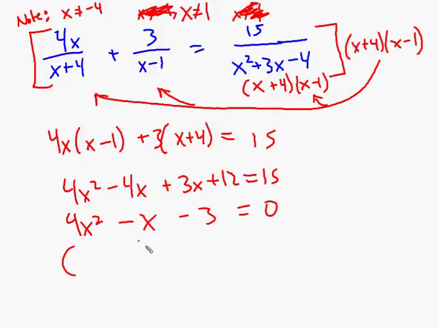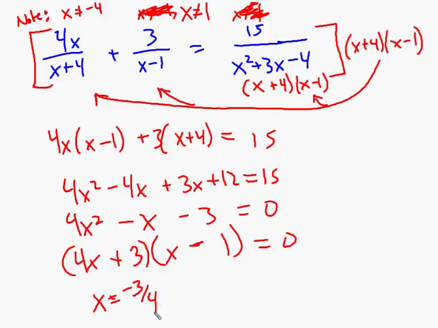This does factor. Three, 1, like that. Minus, plus. If you didn't see that or couldn't figure it out in a reasonable amount of time, you would use the quadratic formula and you get the same answer. So I get x equals negative 3/4.